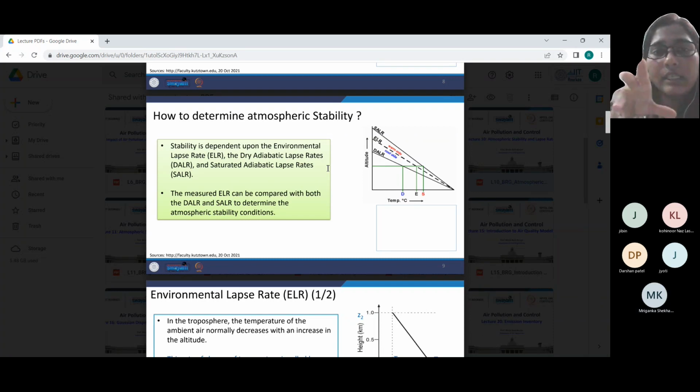So far, ELR is done, ALR is done. Now this ALR is bifurcated into two parts, dry and wet or saturated.